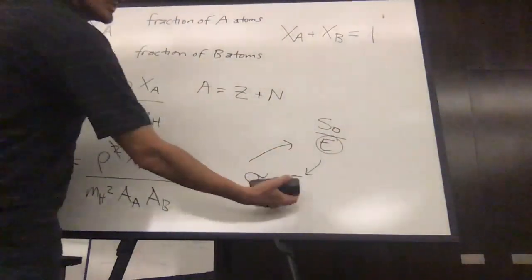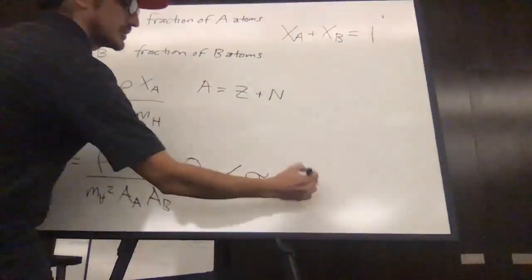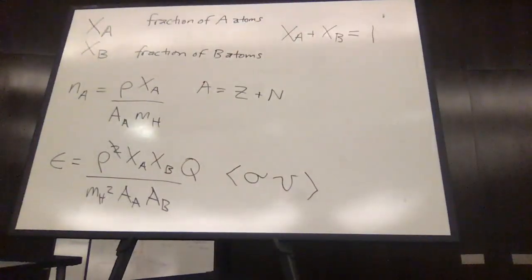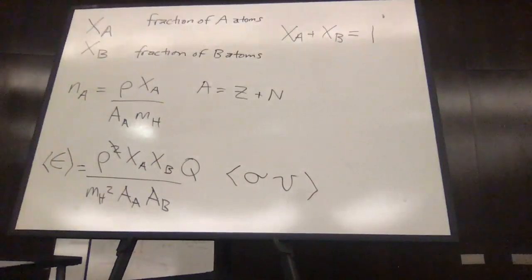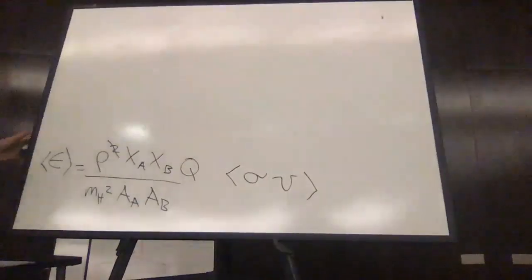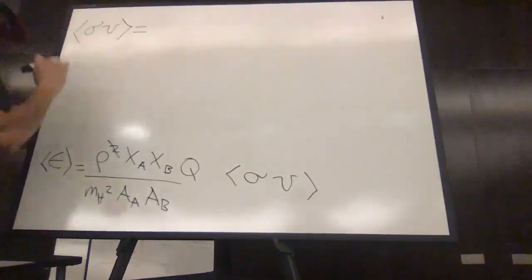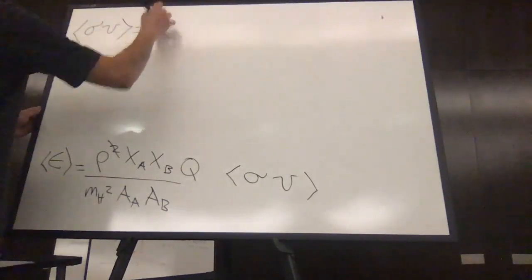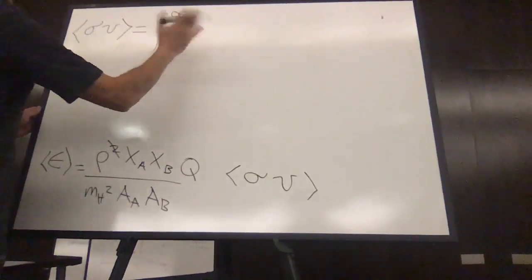And this is a distribution. So we're going to get the expectation value. That will give us the expectation value of the energy density. This is 0 to infinity. Okay.